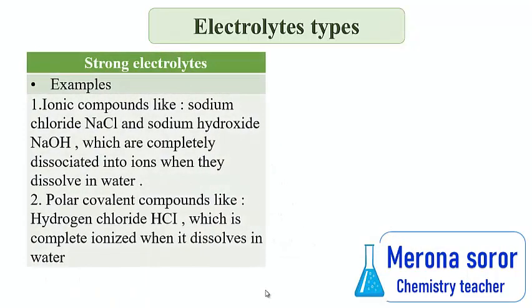Strong electrolyte. Examples: 1. Ionic compounds like sodium chloride NaCl and sodium hydroxide NaOH, which completely dissociate into ions when they dissolve in water. Number 2. Polar covalent compounds like hydrogen chloride HCl, which is completely ionized when it dissolves in water.